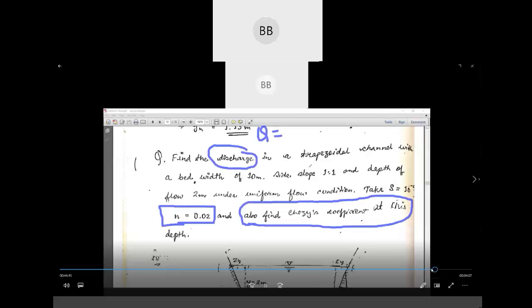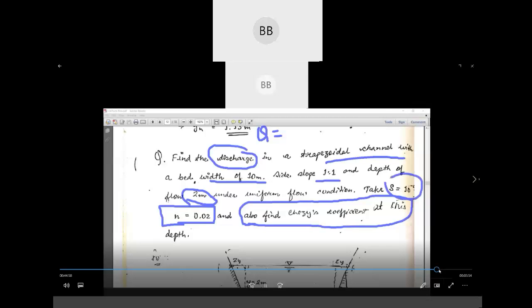Of a trapezoidal channel, the width of the channel is given 10 meter, side slope is given 1:1, depth of flow is given 2 meter, and longitudinal slope, or you can say bed slope, is given 10 to the power minus 4. It's not visible, you just write it down, 10 to the power minus 4. And Manning's n is given 0.02. Then you find out the discharge. Then you have to use Chezy's equation, and you have to calculate Chezy's coefficient.